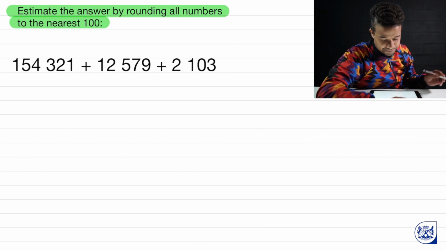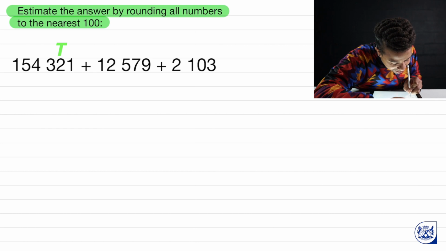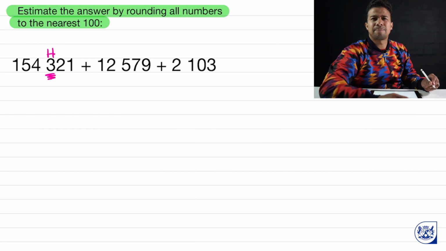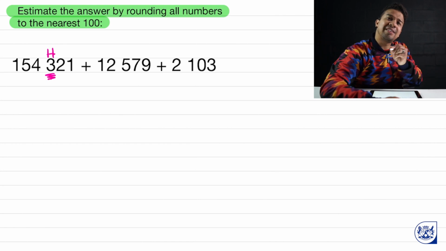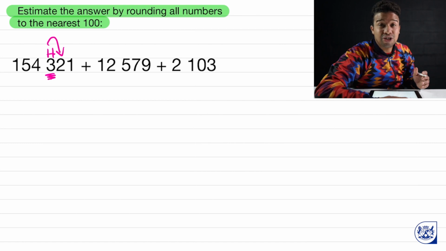So because we have to round off to the nearest 100, we have to locate the number in the hundreds place. 1 is in the ones place, 2 is in the tens place, and 3 is in the hundreds place. Next step, let's find the number next to it. We move over, that's the 2.